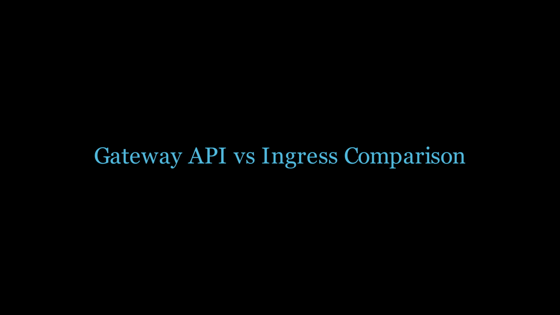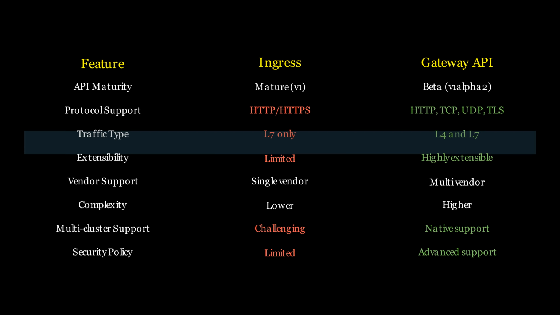These advanced routing capabilities make Gateway API a powerful tool for managing complex traffic patterns in modern Kubernetes environments. Let's compare Gateway API with the older Ingress for a better understanding of the improvements and differences. This comparison shows the key advantages of Gateway API over Ingress.